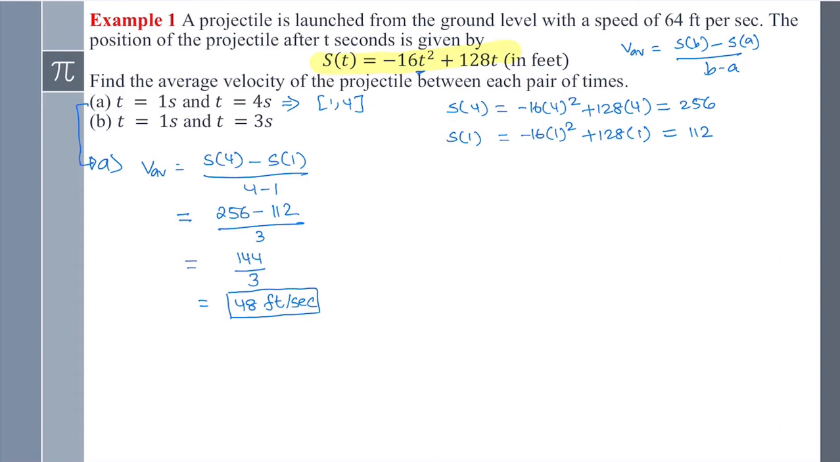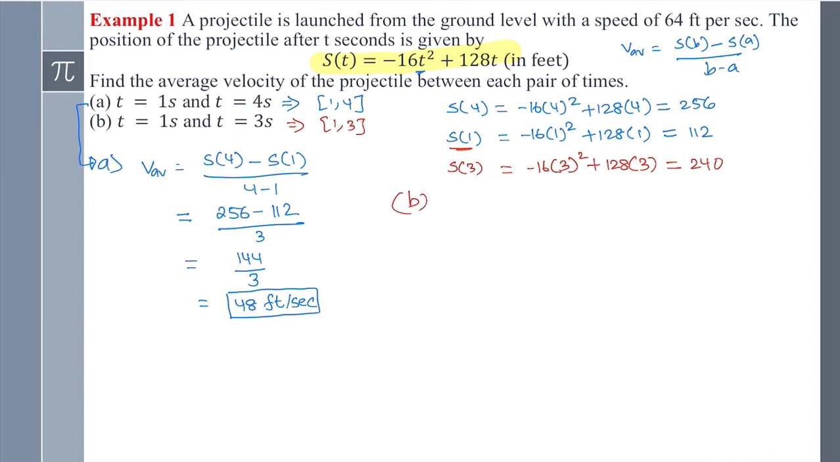Now let's go ahead and do part B of this problem, where we are finding the average velocity over the interval 1, 3. So we already have S of 1, so we'll go ahead and find S of 3. We do the same thing: negative 16 times 3 squared plus 128 times 3 equals, and if we put this into the calculator, we'll get 240.